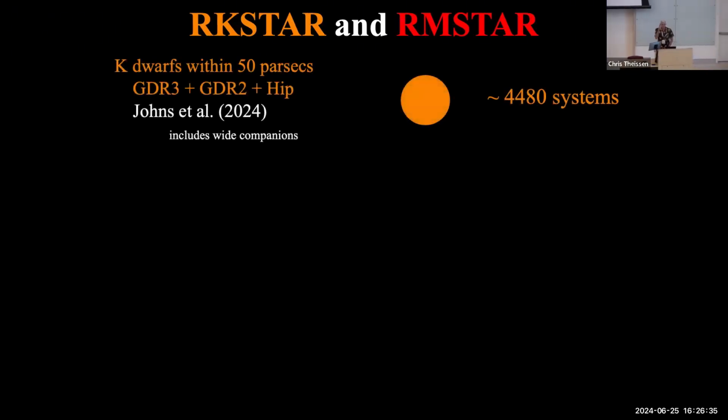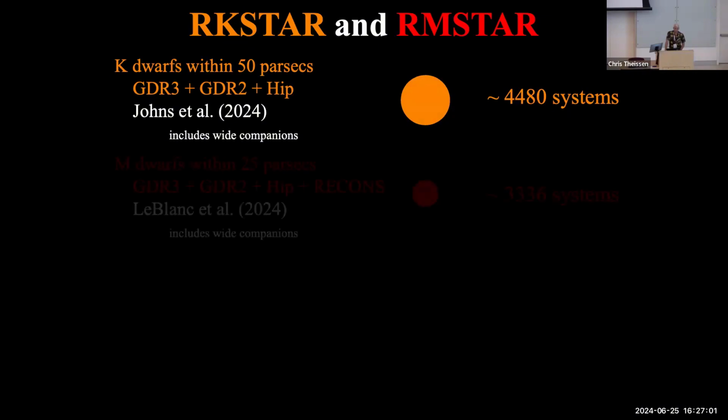And Tim Johns is leading the effort for our Rockstar sample. We're going out to 50 parsecs. That's over 4,000 K dwarf systems. At this point, we're going big or going home. We're not going home yet, so we're going big. And so we've got almost 5,000 systems, 4,000 systems plus all the companions. It's going to be probably 6,000 stars, all said and done. And he's going to sweep through all the wide companions from Gaia and WDS and everything else that's been found.